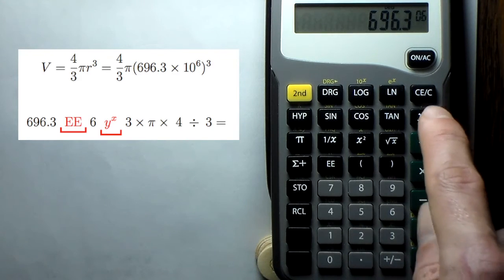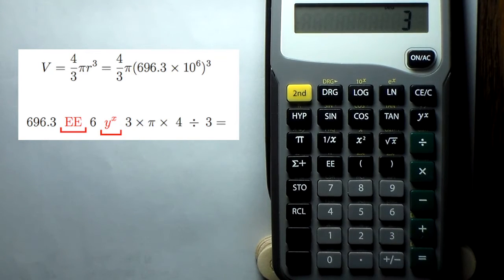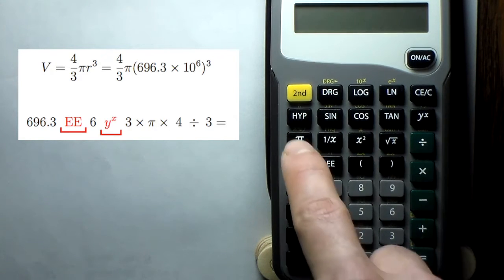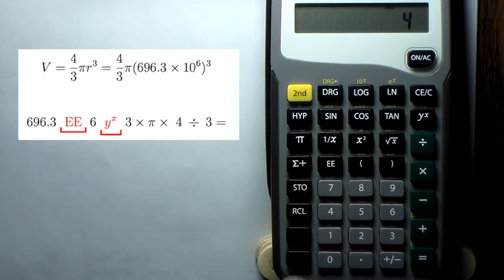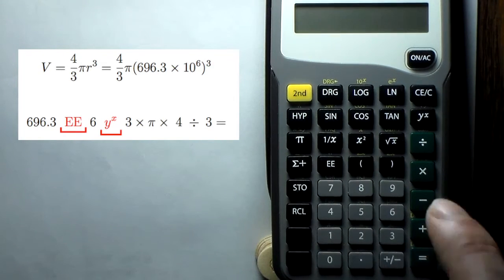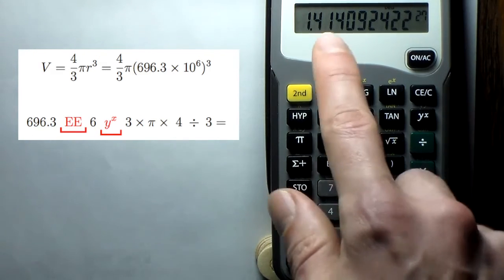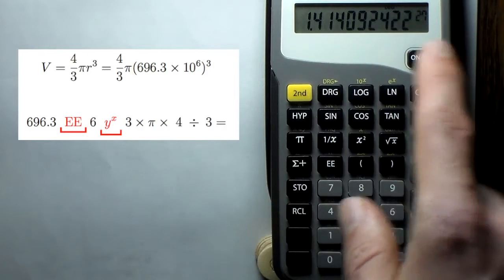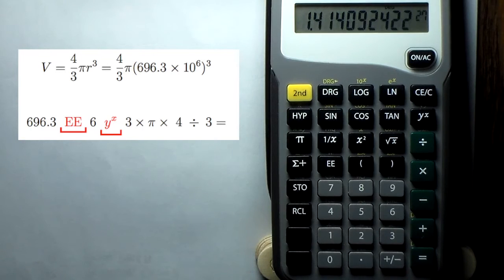You might miss it. So anyway, you just cube this: you hit this button times 3. Then you multiply that by pi, which takes a few seconds, then multiply by the 4, then divide by the 3. And there's our final answer, which for some weird reason works out to almost the square root of 2 times 10 to the 27th cubic meters. So here we have 1.41, 1.41, and so on, times 10 to the plus 27 cubic meters.